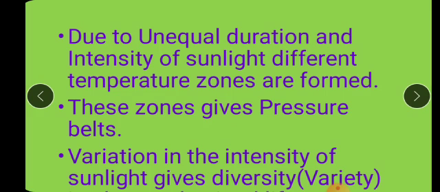Somewhere more sun rays, so more heat. Somewhere less sun rays, less heat, less temperature. So more sun rays means more temperature, less sun rays means less temperature. Okay, likewise you get different temperature zones, and because of these zones you get the different pressure belts.